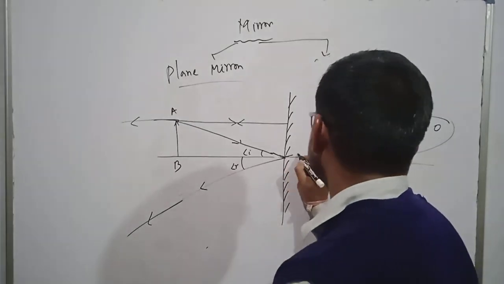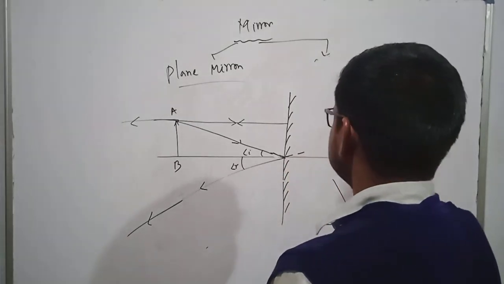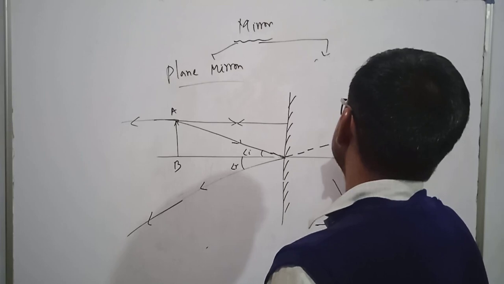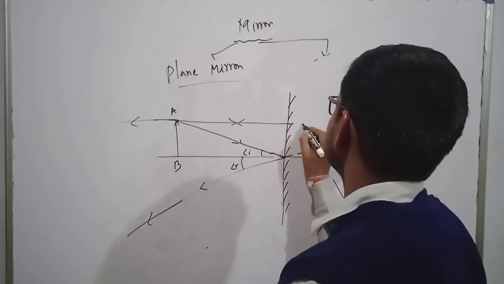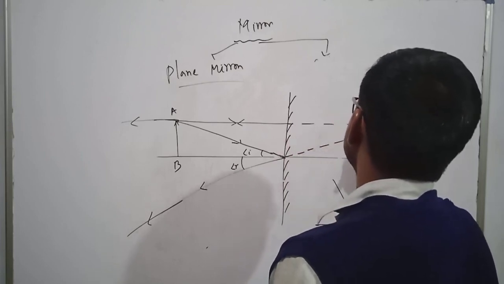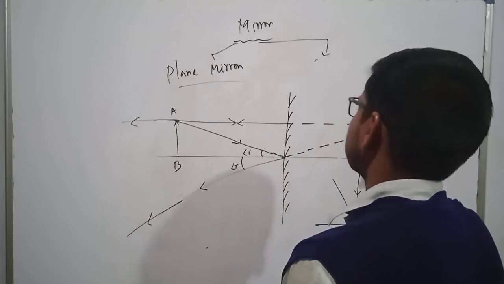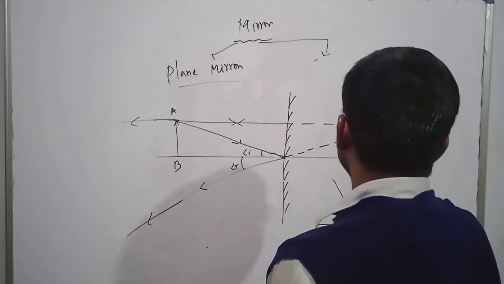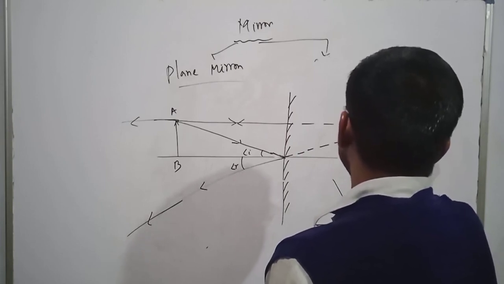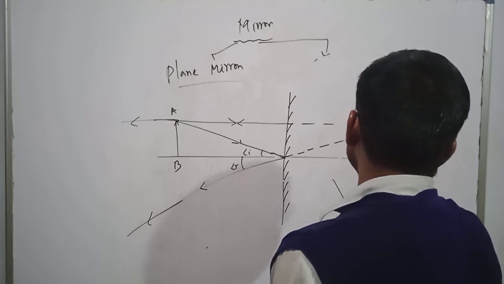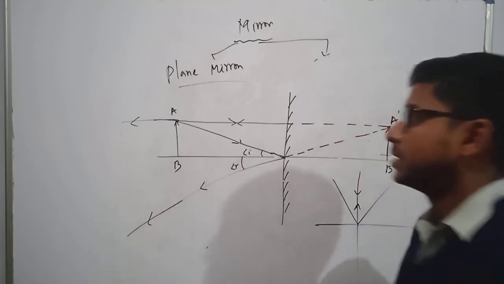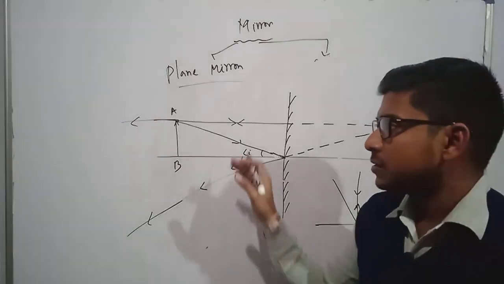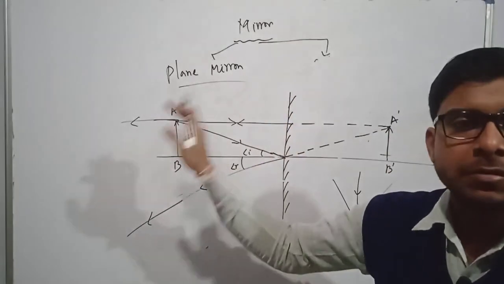Now we will extend this light ray towards it, and we will extend this light ray towards it. So here the image A dash B dash will form, of the same size. So this is the basic ray diagram of the image formation of a plane mirror.